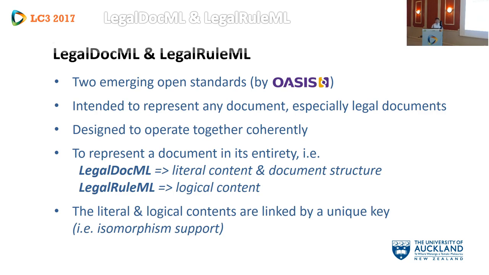To represent a document in its entirety, we have LegalDocML to represent the look and feel, the textual structure and the literal content of the document. And we have LegalRuleML to represent the semantics of it. The most important point here is that they both work together, and a rule is linked to its text provision by means of association, which is isomorphism support.